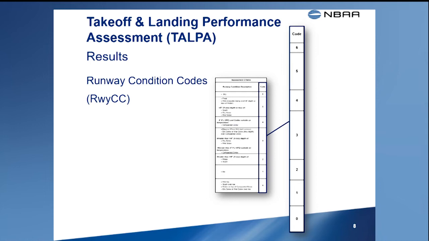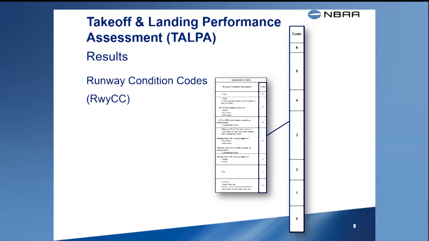Based on the reported contaminants, the FAA's Notice to Airmen system also generates runway condition codes for each runway third. These codes can directly correlate to the landing performance data furnished to pilots, which allows them to determine the landing distance required for the reported runway condition code.